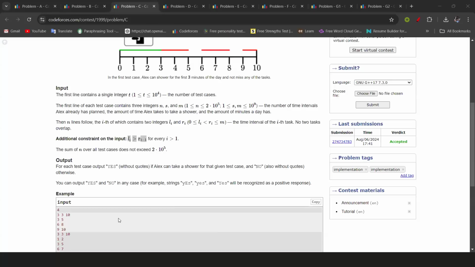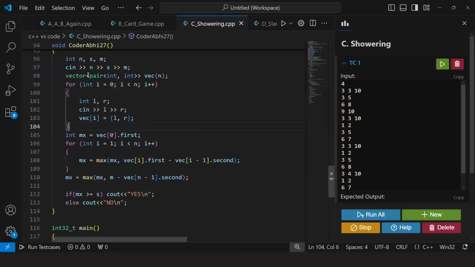So in the code part, some people are having a doubt, so I'll explain that again. A pair basically just means, if you are not aware of it, that we store two values. We have taken a vector of pair, so every element is a pair L comma R. Dot first would give us the first value and dot second would give us the second value. So we have stored all the values in the form of a vector of pair.